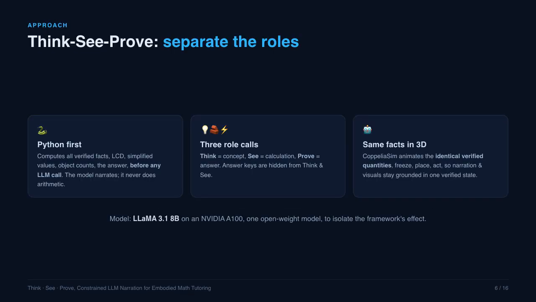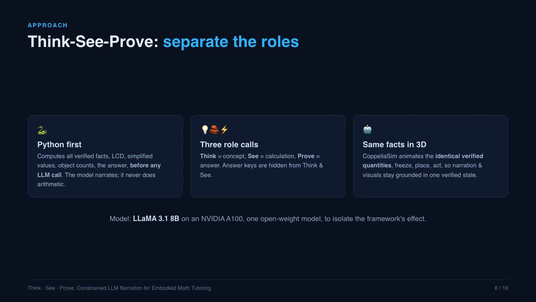Our framework rests on 3 ideas. The first is that Python goes first. Before any language model call is made, Python computes every mathematical fact the lesson needs. Common denominators, simplified values, intermediate quantities, object counts, and the final answer. The model is therefore never responsible for arithmetic. Its only job is language.